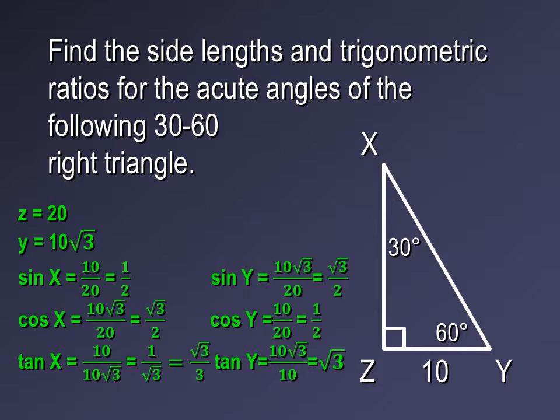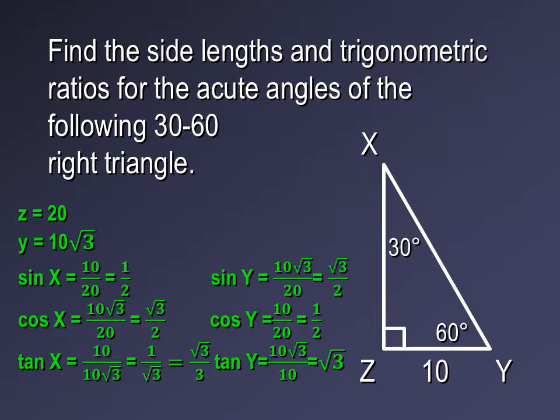Now let's do our 60-degree angle, which is angle y. So our sine, which is opposite over hypotenuse, remember opposite of y is 10 square roots of 3, over our hypotenuse, which is 20. So when we reduce that, we get the square root of 3 over 2. Now we can do cosine of angle y, so 10 over 20, which is 1/2. Then we can do tangent, so that's 10 square roots of 3 over 10. And then when we reduce that, we simply get the square root of 3.